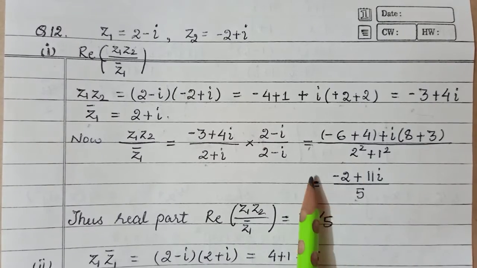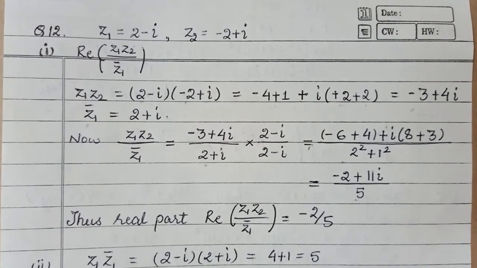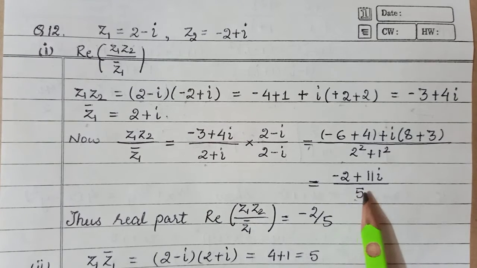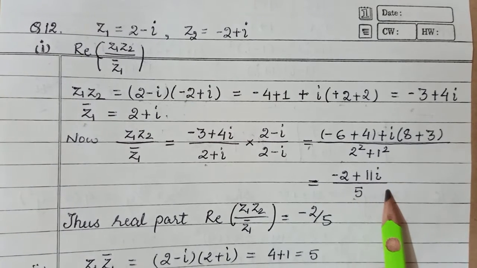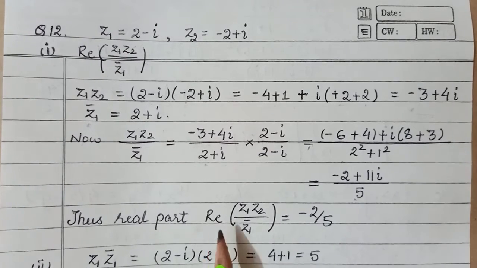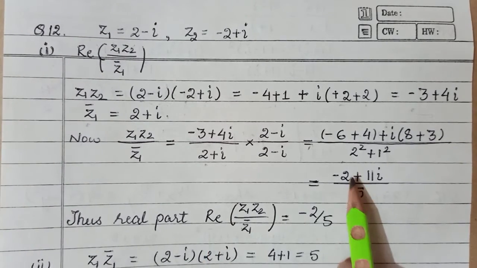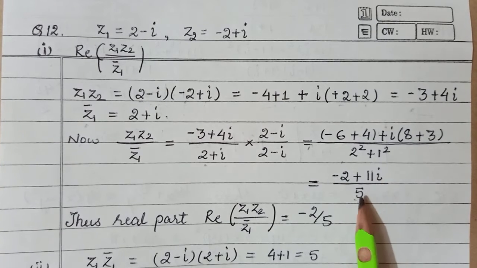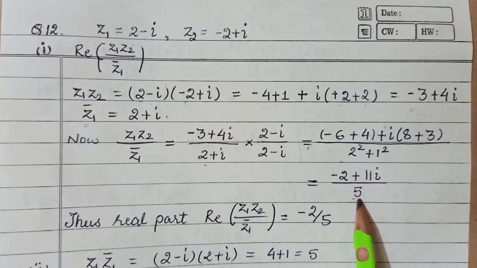Okay, so this complex number is reducing to minus 2 upon 5, if you separate the denominator, and plus 11 upon 5 times i. What was the question? The real part of this complex number. So from here we can easily trace the real part is minus 2 by 5. If they had asked the imaginary part, we would say 11 upon 5, right?